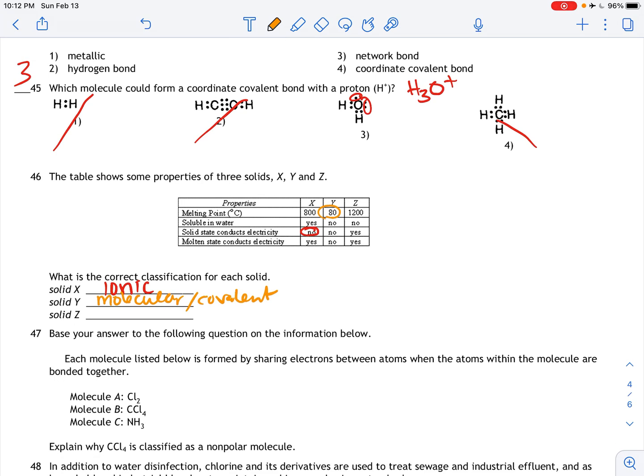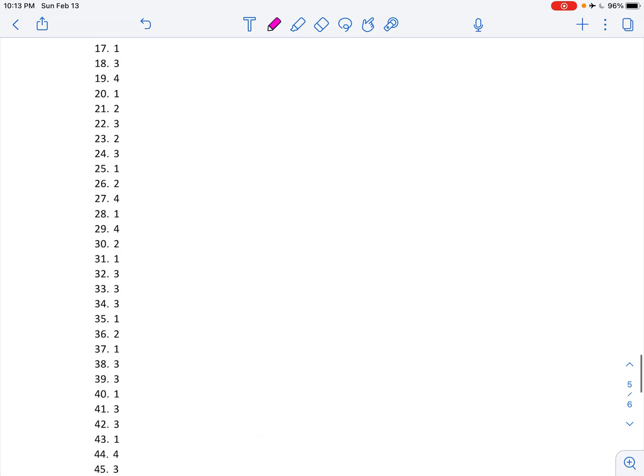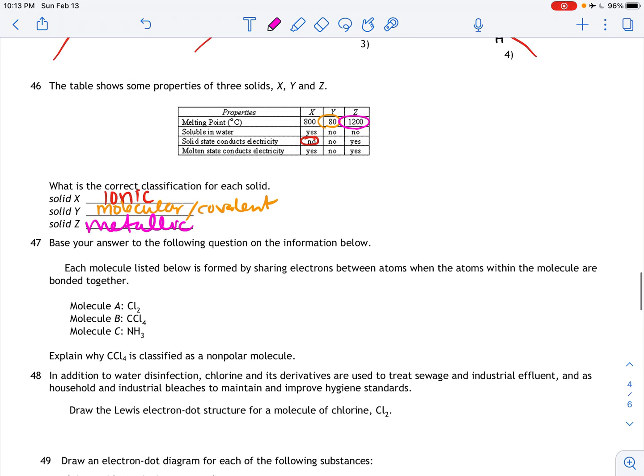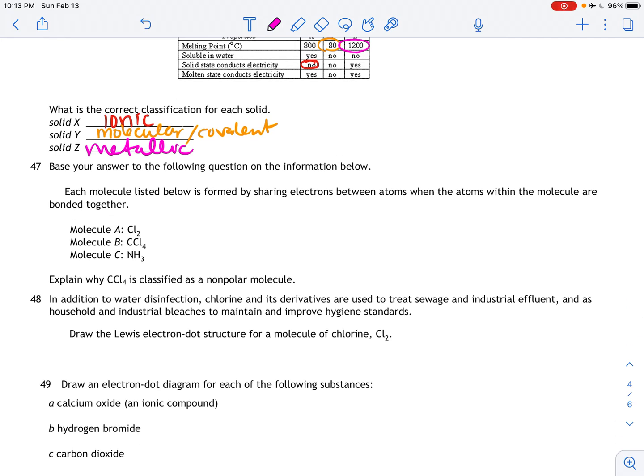And solid Z, really high melting point, doesn't dissolve in water, and solid and liquid. I think that's right. Yeah. Just doubting myself. Okay, so each molecule listed below is formed by sharing electrons. So we've got Cl2, CCl4, and H3. Explain why CCl4 is classified as a nonpolar molecule.